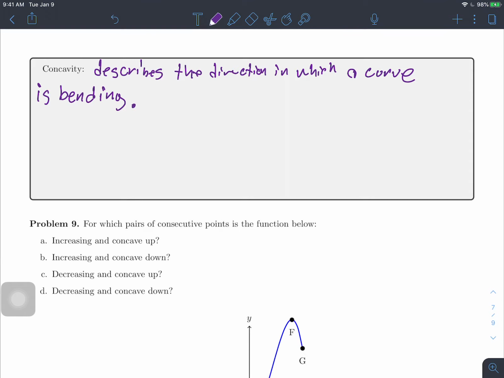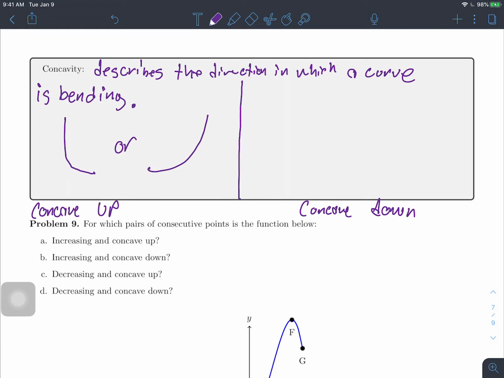Now, let me describe what I mean. I'm going to divide the rest of this into two sections. On the left side, I'm going to have concave up. And on the right side, I'm going to have concave down. Concave up is something that looks like this or like this. Do you see how they're bending upwards? As we go from left to right, we're bending upwards, kind of like a U shape. Now, concave down is going to look the opposite way. It's going to be bending downwards.